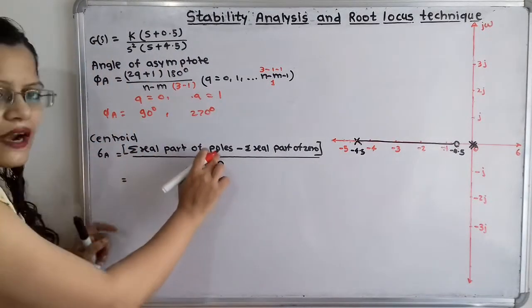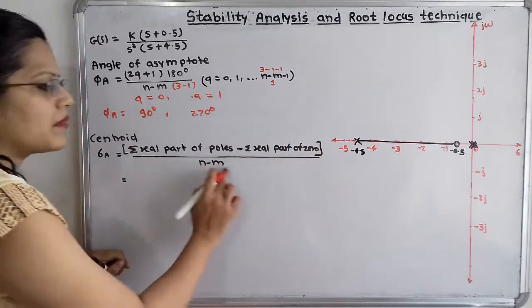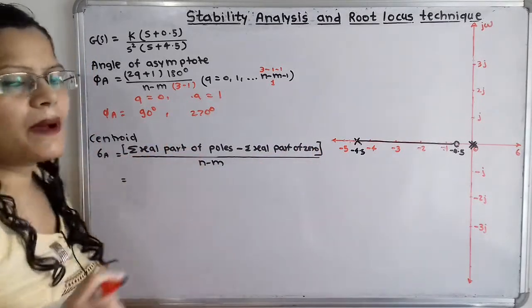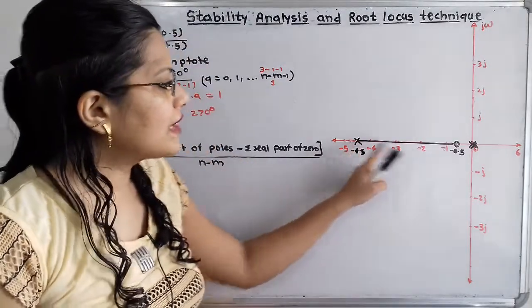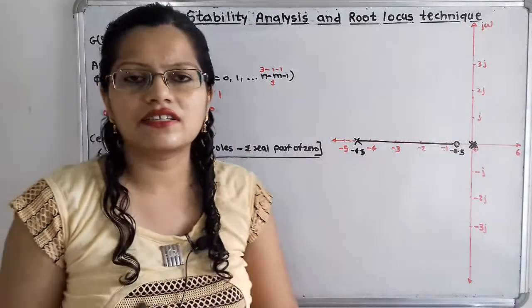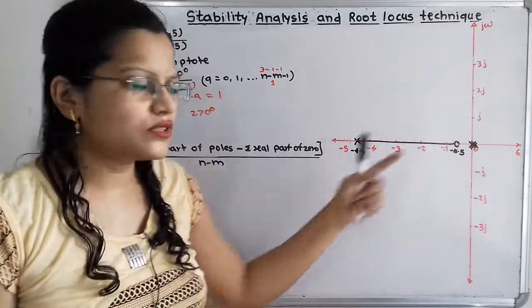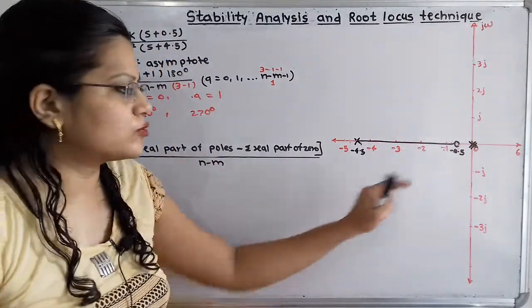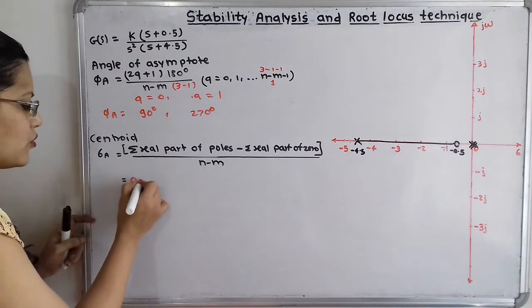Summation of real part of poles minus summation of real part of zeros, divided by n minus m. So what is the real part of the poles? For that we have to select the real numbers. All these poles lie on the real axis, so all the numbers are real numbers. So 0, 0. So the summation of the real part of the poles, I have to take all this summation, that is 0 plus 0.